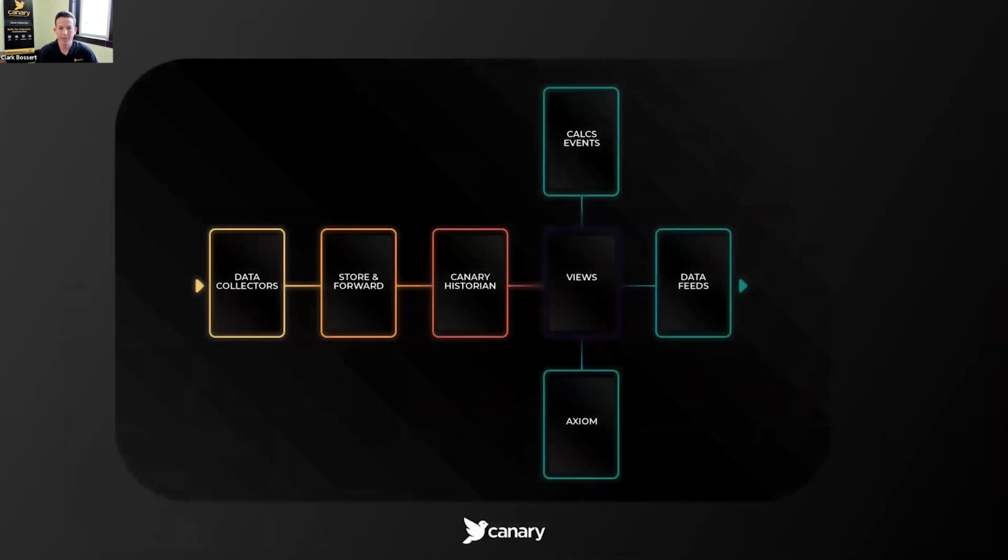So what I just talked about is kind of conveyed visually here in this sideways cross diagram. And we start on the far left on the edge with our data collectors. Then the data comes into store and forward. From there, it moves to the Canary historian. And then lastly, it comes into the views service. And off the views service, this is where your asset modeling, your contextualization takes place. And here we have calculations and events. We also have our data feeds. And then we have Axiom, which is the visualization tool, that screen that you just saw on the previous tile.